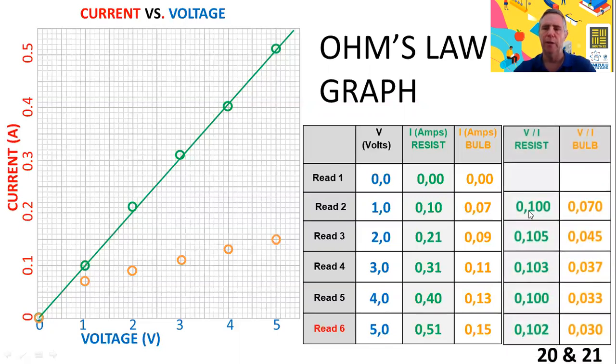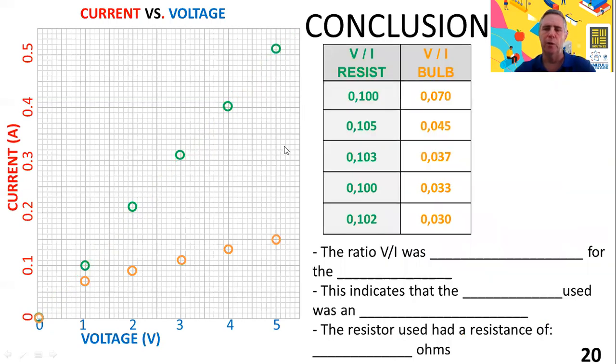Now, I hope you've done these calculations, V over I for the resistor and the bulb. We can see for the resistor, they were almost perfectly constant. Only the third decimal place changed, whereas for the bulb, they were very different. And so we definitely didn't get a constant reading for the bulb. So let's do our conclusion at the bottom of page 20. And we will need these figures, and we will need our best fit curve for the resistor.